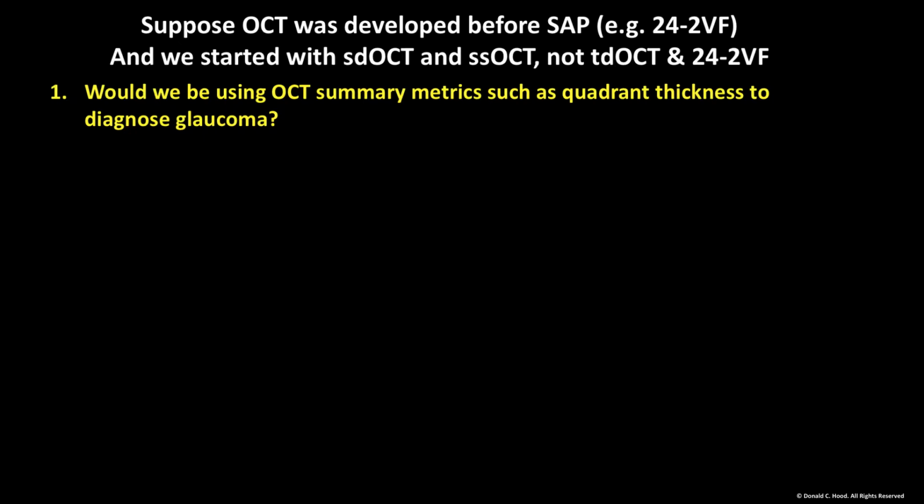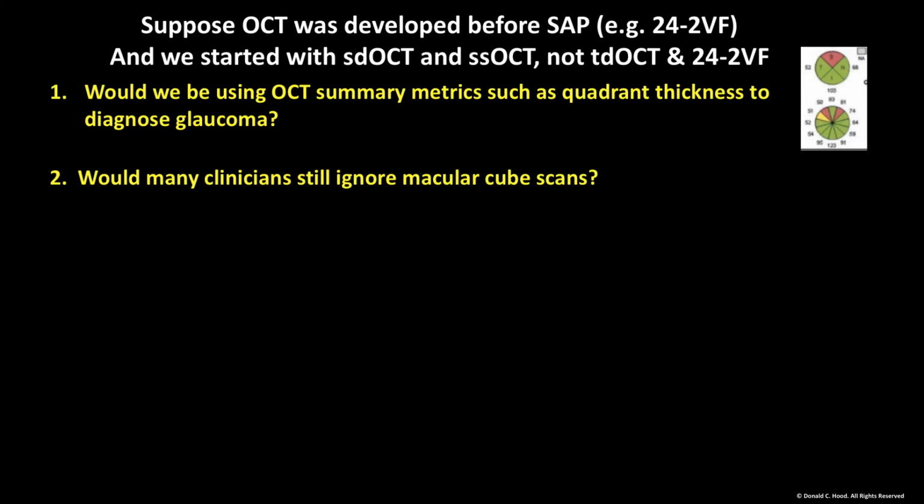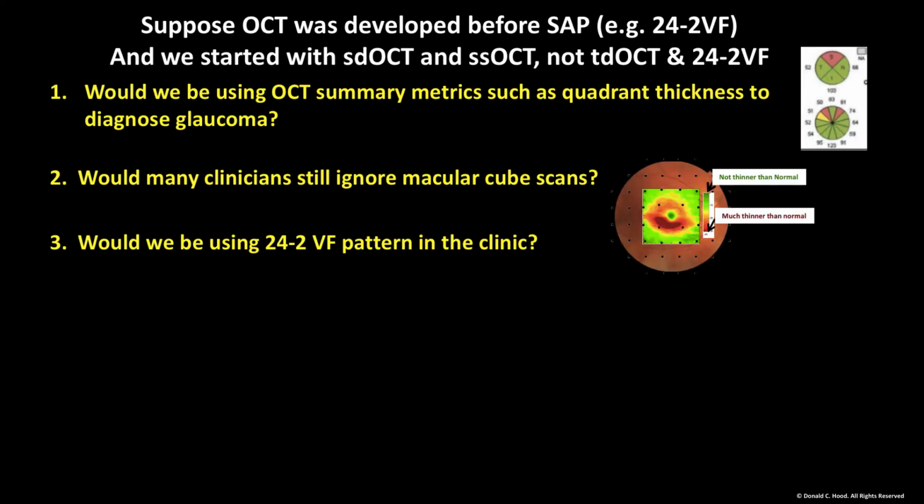Would we be using OCT summary metrics such as quadrant thickness to diagnose glaucoma? My answer is no. Why would we want to use this kind of a source of information when we have much more detailed information? Would many clinicians still ignore macular cube scans? Again, I say no. Would we be using the 24-2 visual field pattern in the clinic? The answer here is not a chance. Why would we be using this as the first visual field test to give a patient when we know it misses this important macular damage?